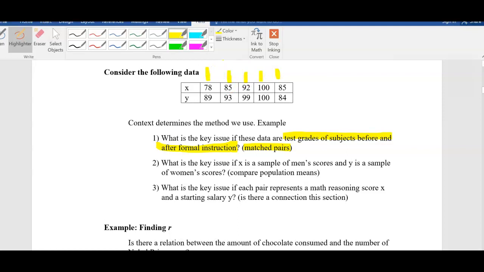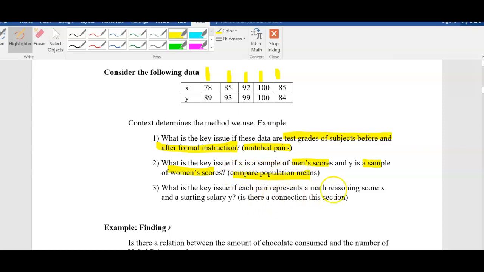Okay, if these are men's scores and Y is a sample of women's scores, it sounds right, but it's not. These are population means. I want to know the average of the men versus the average of the women. Again, we would use population mean and not an R.